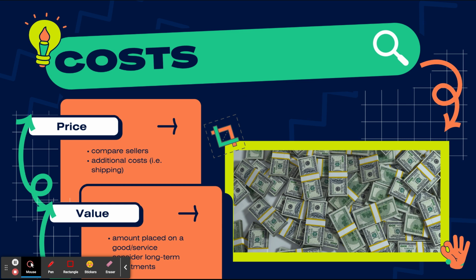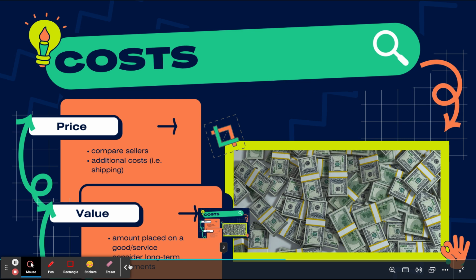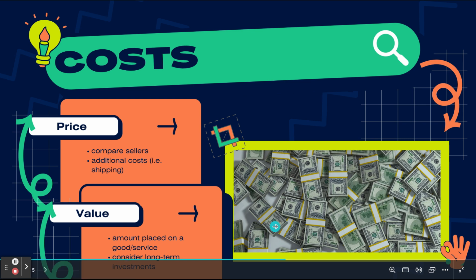Cost is probably the biggest thing when determining what good or service you may choose to purchase. However, the cost is more than just the price. The price is talking about the amount, like the dollar amount for a good or service. It allows individuals to compare between sellers so they can determine which best meets their needs, and it allows them to consider any additional costs that they may incur by purchasing a specific good or service, such as additional shipping fees if it is something that's purchased online.